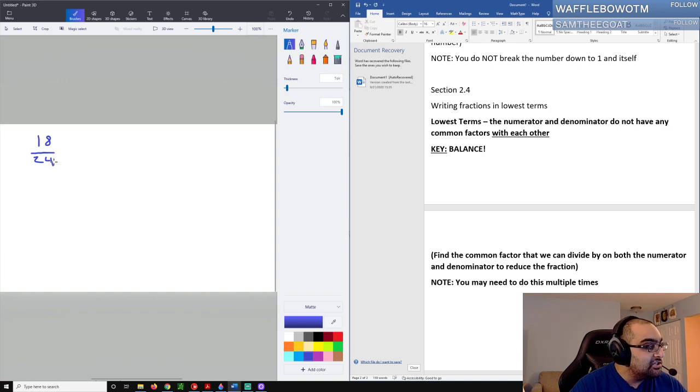So if I look at 18 and 24, and let's say I don't know what the common factor is, but I want to keep it as simple as possible, so I would choose the smallest number possible. Well, one thing I do know is that 18 is an even number, and 24 is also an even number. So I'm going to divide 18 by 2, but I need to balance things out. I need to divide both the numerator and denominator by the same exact number. Again, it's always a balance. Everything is a balancing game. So I'm just going to divide straight across here. 18 divided by 2 is 9, and 24 divided by 2 is 12.